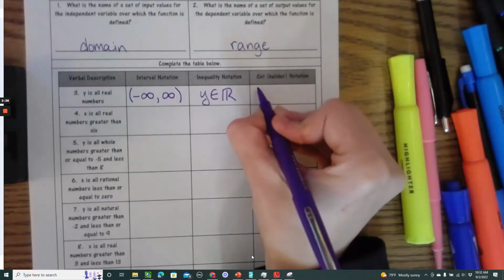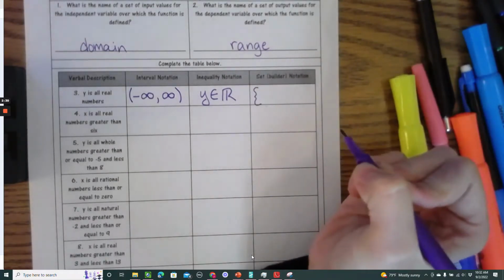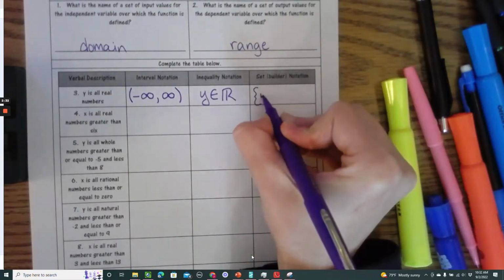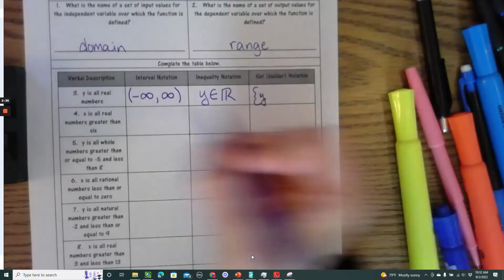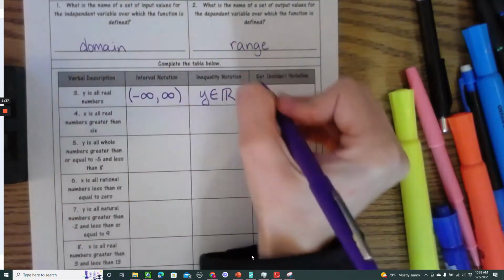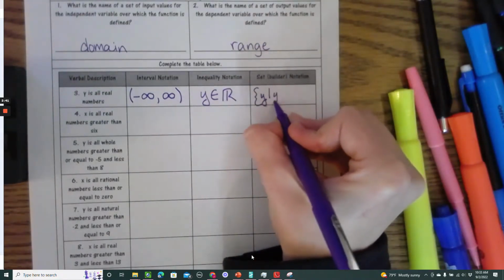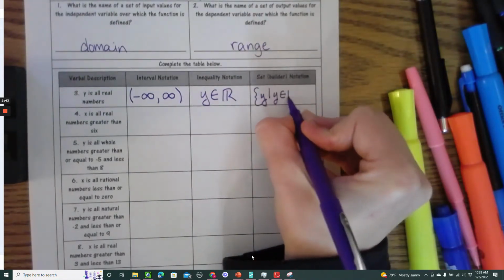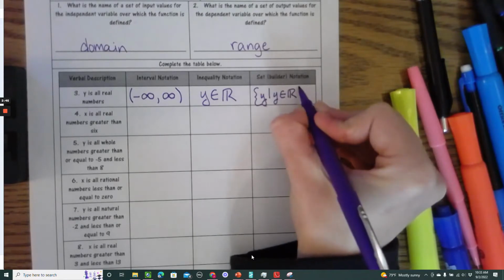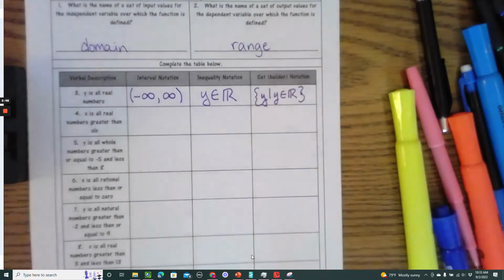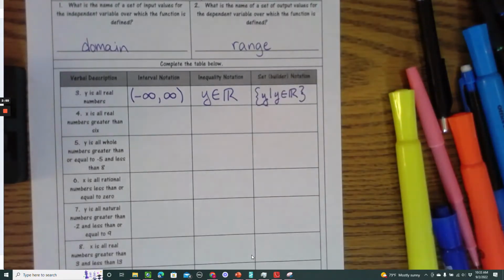All right, we do this one with brackets or braces, and we would write Y, because that's what we're defining. Then you'd write a vertical line, and then again, Y is a member of the set of all real numbers. And then another brace, is what we call those braces, the curly cues. They don't have to be pretty, they just have to work. If you can't draw those fancy little curly cues, just do your best.